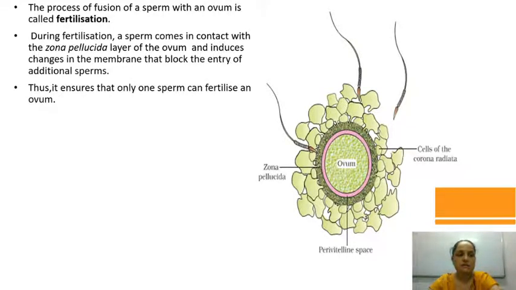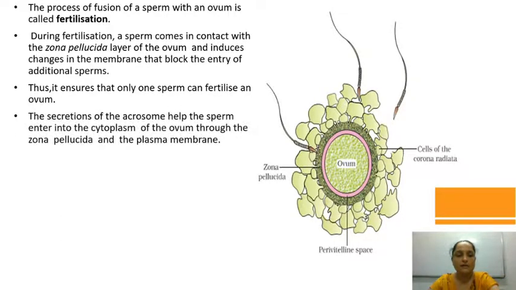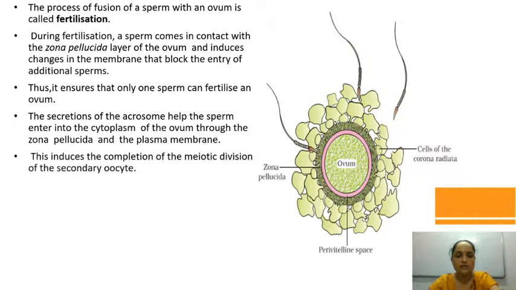This ensures that only one sperm can fertilize an ovum. Next, the secretion of the acrosome. The acrosome is basically the head of the sperm. It helps the sperm enter into the cytoplasm of the ovum through the zona pellucida and the plasma membrane. This induces the completion of the meiotic division of the secondary oocyte. When does it happen? When it becomes the secondary oocyte, is released from the ovary, and reaches the fallopian duct.